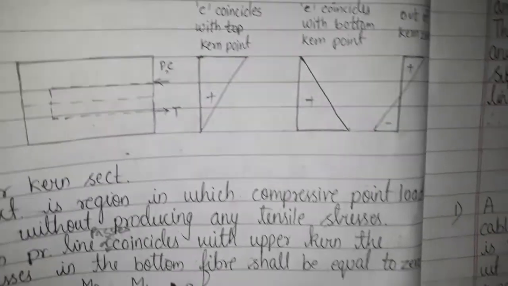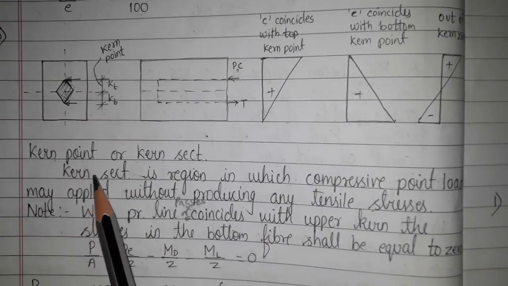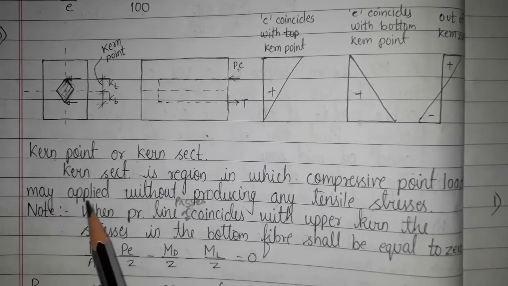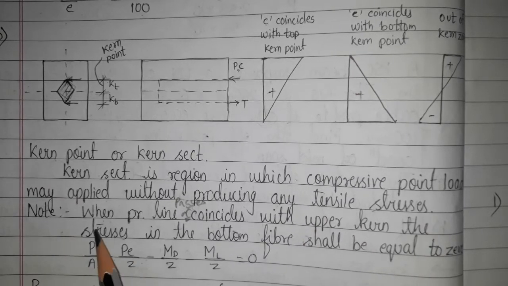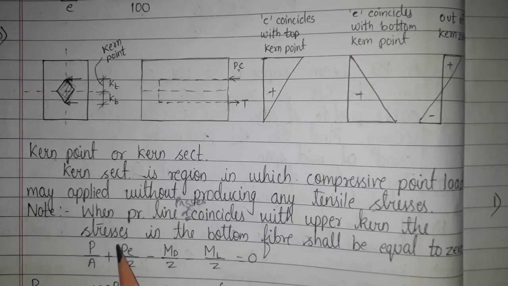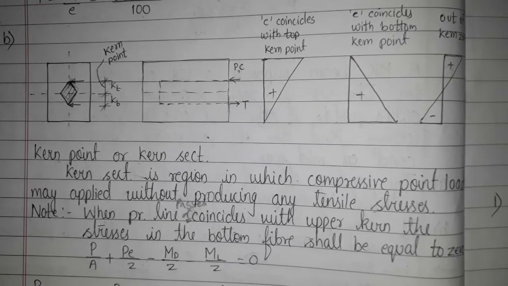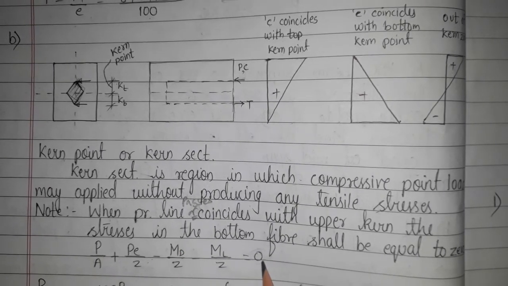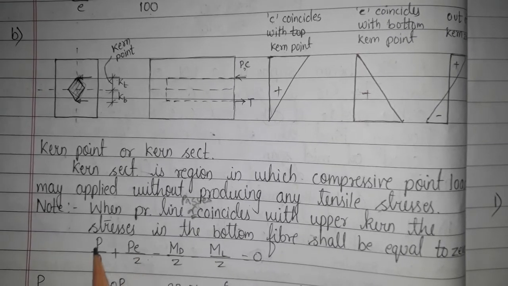Okay, I'll just brief what is kern point or kern zone, kern section. Kern section is a region in which a compressive point load may be applied without producing any tensile stresses. Note, when the pressure line passes or coincides with the upper kern point, the stresses in the bottom fiber shall be equal to 0. Understood? So we have to equate all the stresses to 0 for the bottom fiber. Then if you equate it to 0, you can easily find out P.